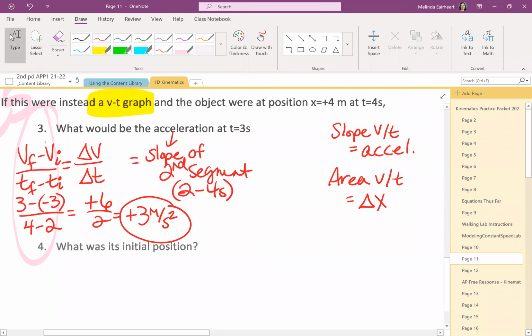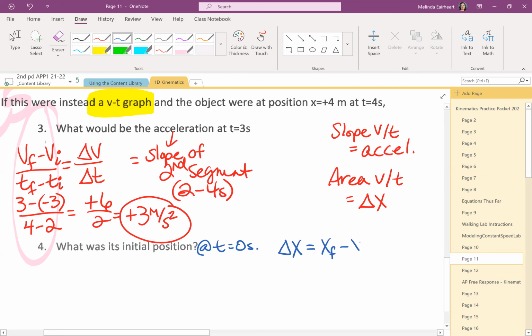And then number 4. Number 4 says, what is the initial position? They're meaning the very initial, so at t equals 0 is implied there. So position, you can't get position directly from a velocity time graph, but I can get displacement. We said do the area, that gives you displacement. Who remembers the defining equation for displacement?